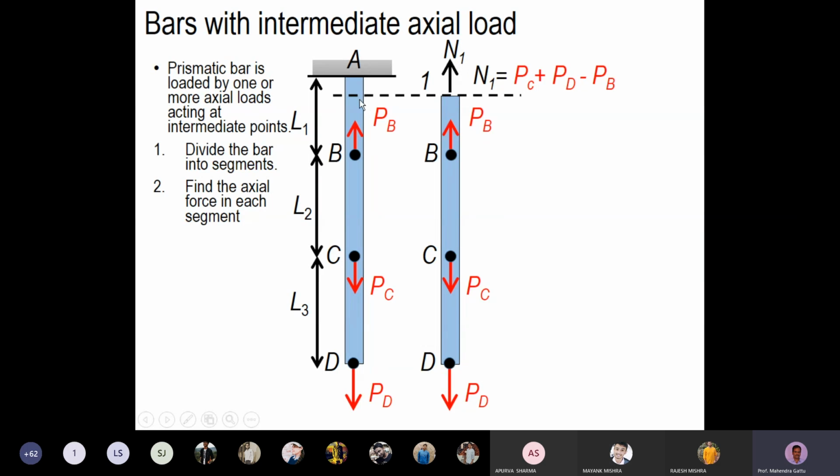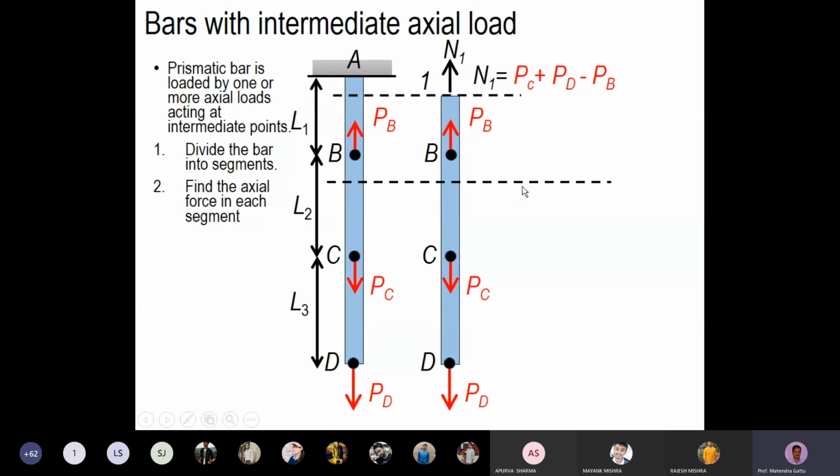So if you cut the cross section anywhere in segment AB, if you cut it here, you cut it here, and cut it there, and do the analysis, you will get the same value for N1. It will be PC plus PD minus PB. So in the segment AB, the axial force is constant, and it is equal to this value. Now we can cut the segment BC and see what happens here.